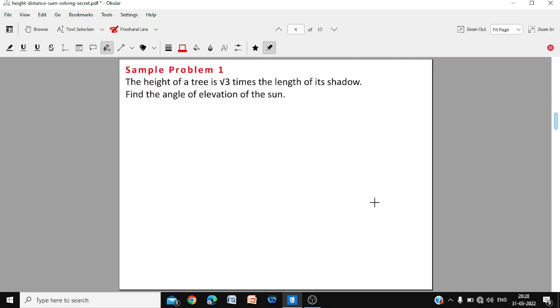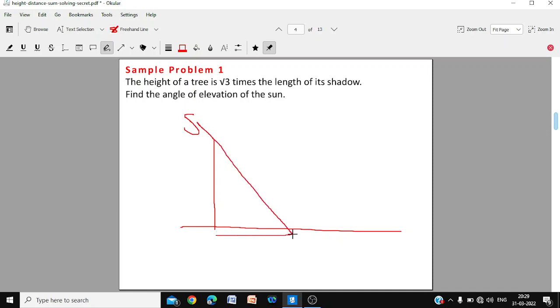Sample problem 1. The height of a tree is √3 times the length of its shadow. Find the angle of elevation of the sun. So this is the tree and this is the horizontal ground. This is the sun somewhere here. The light of the sun is coming and this is the shadow.